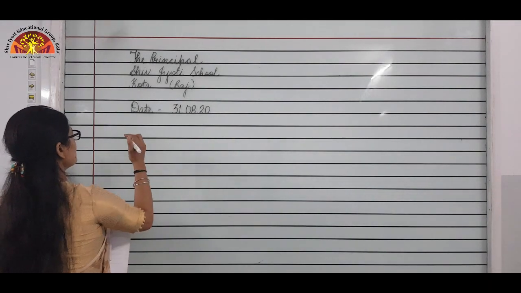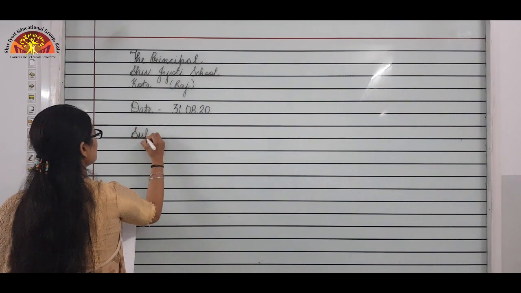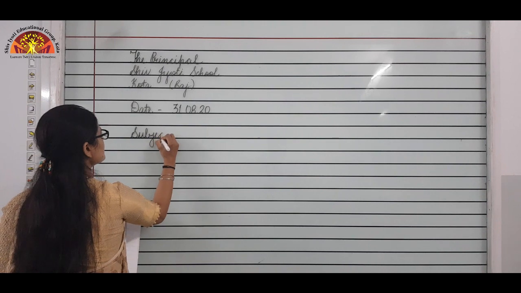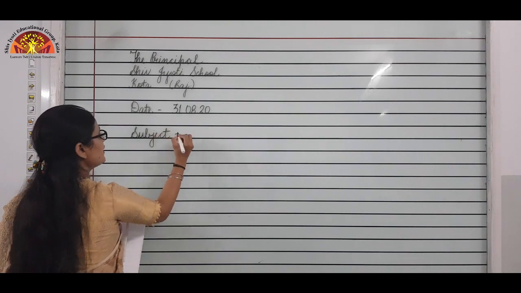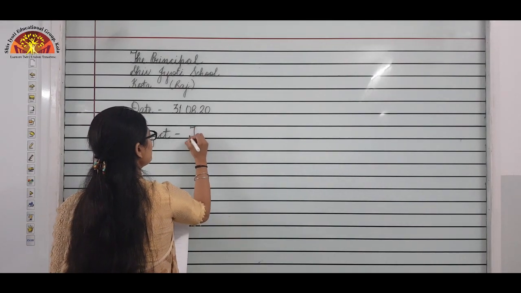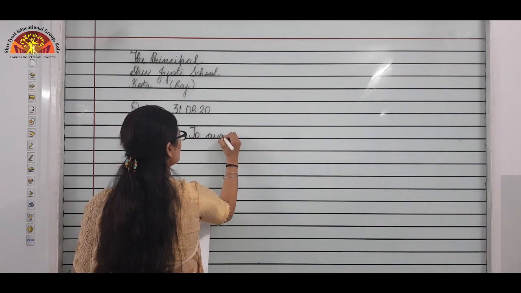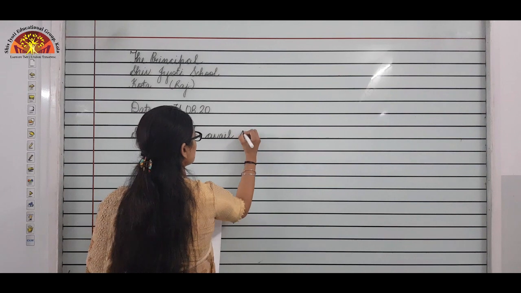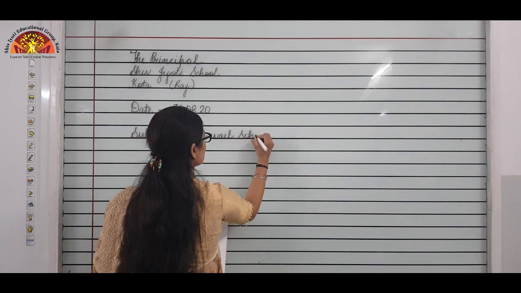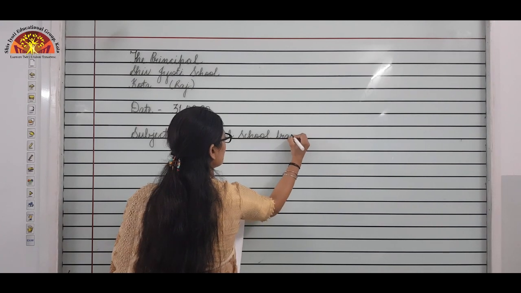After writing this, you will be writing the subject. Subject in the sense, you need not write English, Hindi, Maths. The subject is why you are writing this application. You are writing this application to avail school transport. So, I will write it like this and you also need to copy me: to avail school transport. Okay.